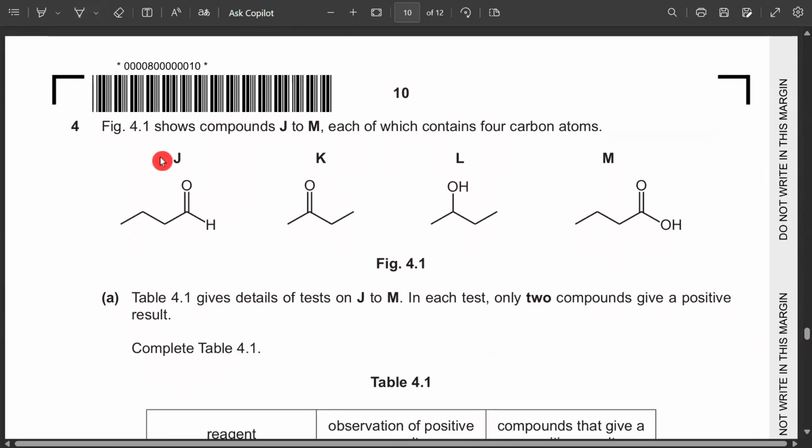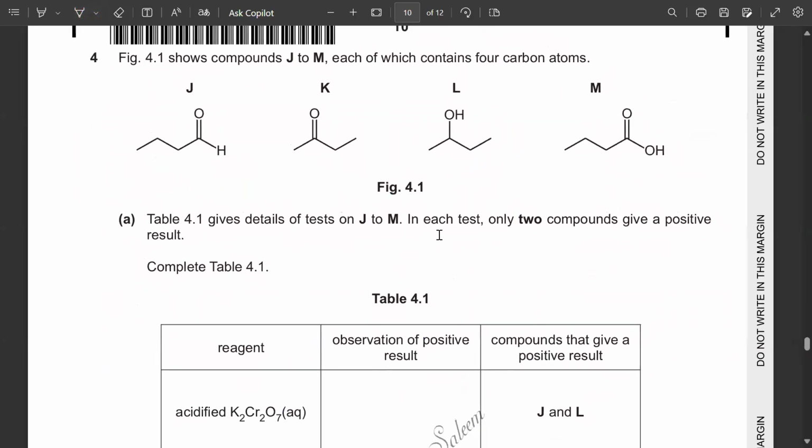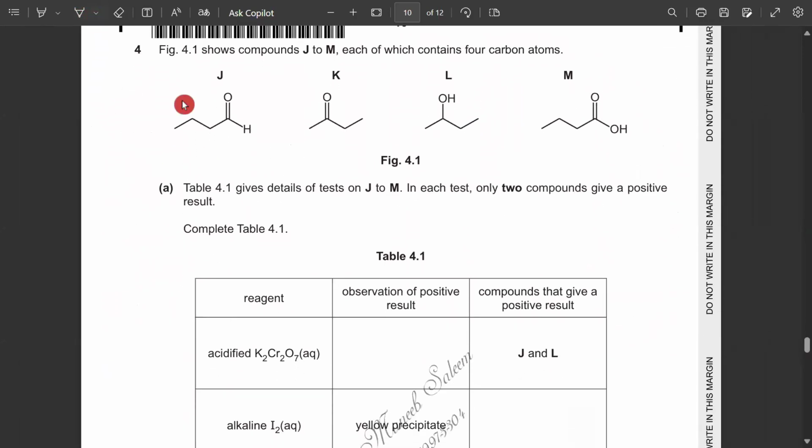Now the last question of this paper. Question number 4 shows compounds J to M, each of which contains 4 carbon atoms. The table shows details of tests on J to M. In each test, only 2 compounds give a positive result. Complete the table. All right, here we have the 4 compounds, and we have to complete this table.